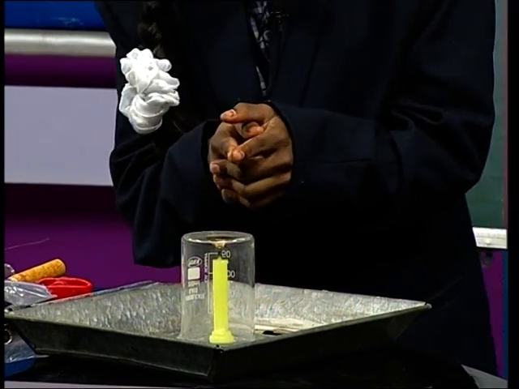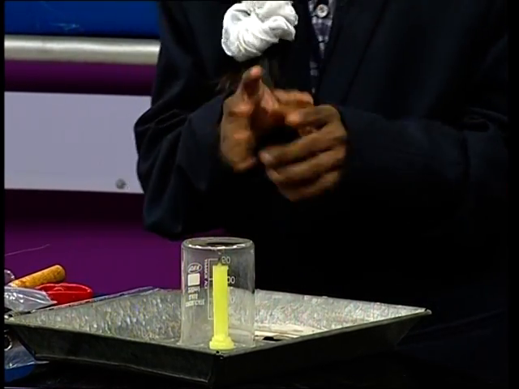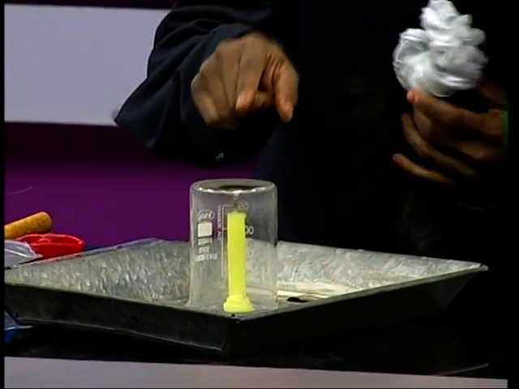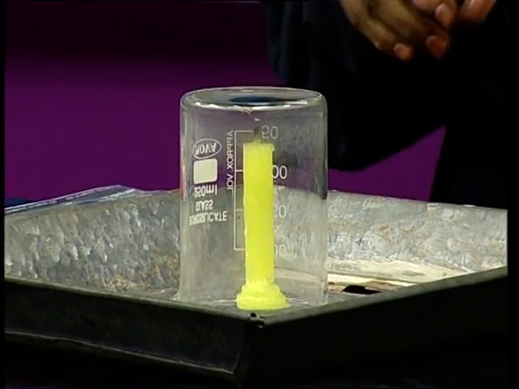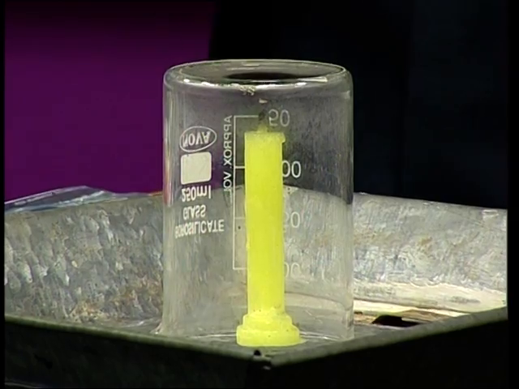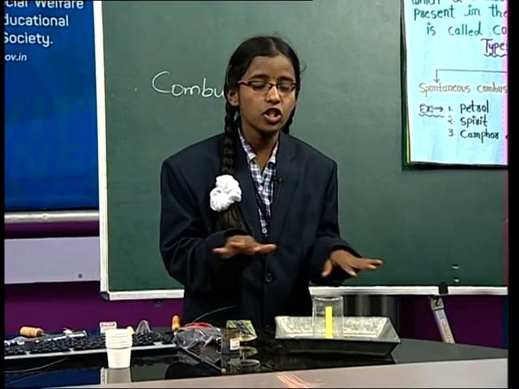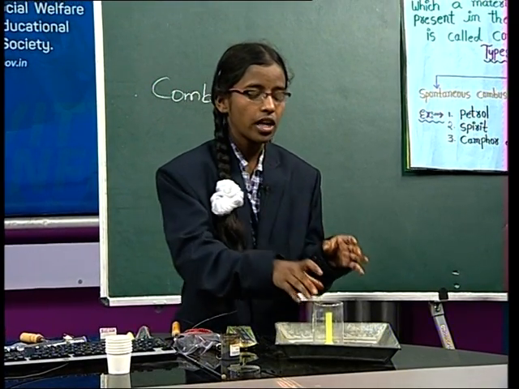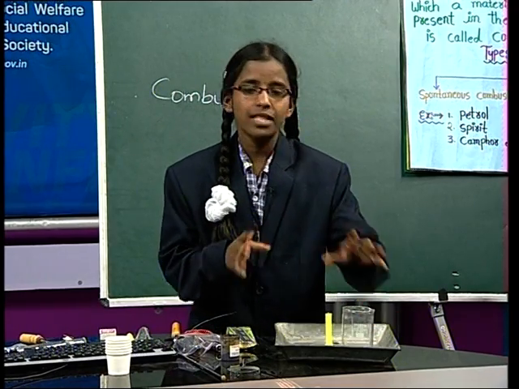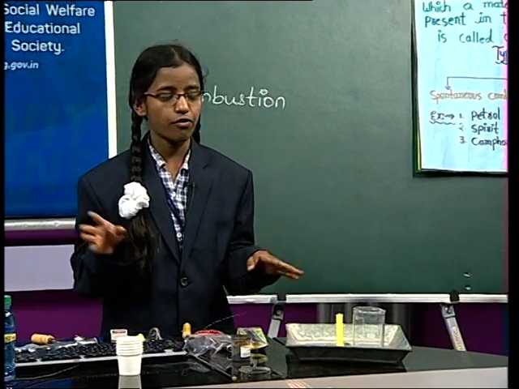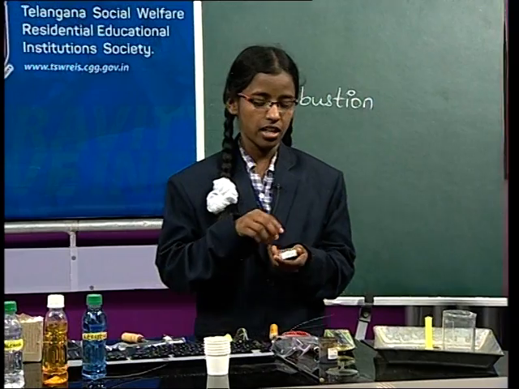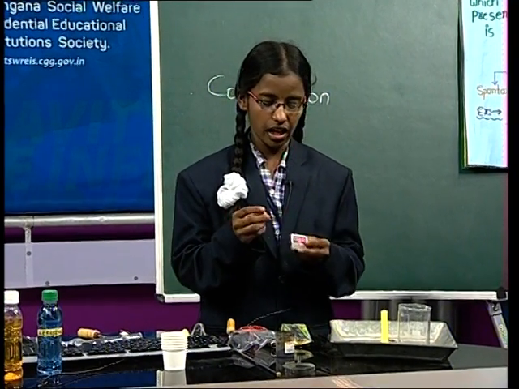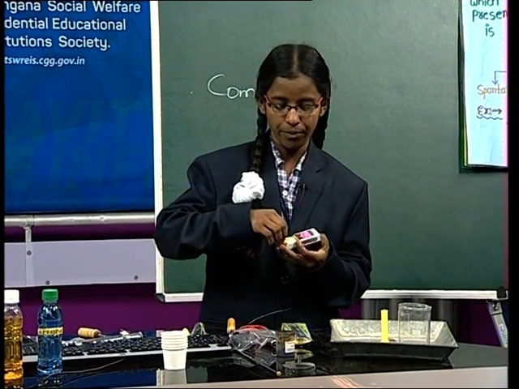See friends, what is happening here? See, the flame has gone. It is flickering and it has disappeared. Why does this happen, friends? Because there is no air inside the beaker. So the flame has gone off. Once again, let us check whether air is important or not while burning.